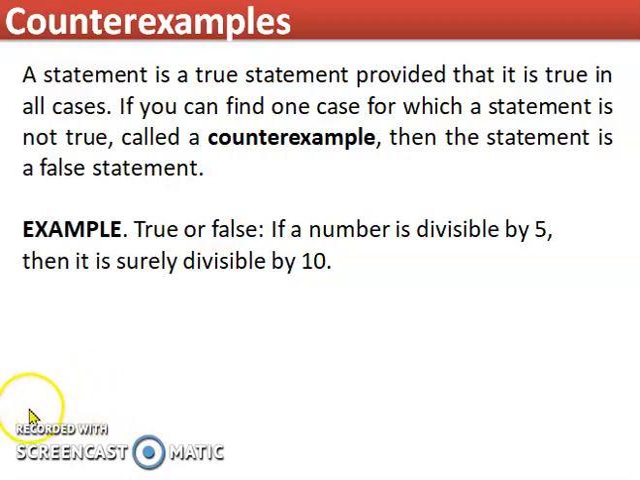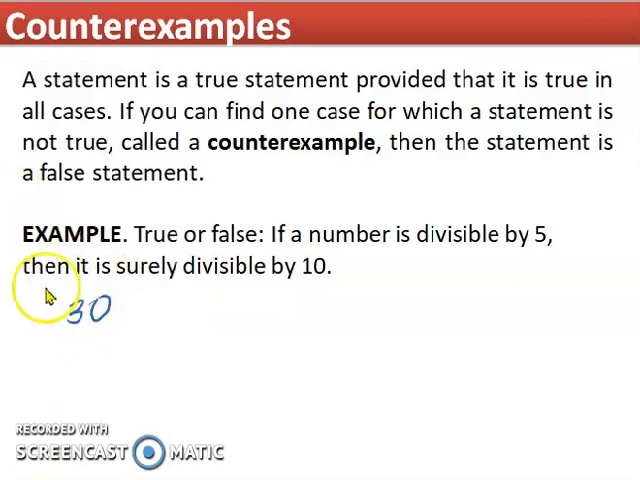A statement is a true statement provided that it is true in all cases. If you can find one case for which a statement is not true, called a counterexample, then the statement is a false statement. Okay, so for example, we identify if this statement is true or false. If a number is divisible by 5, then it is surely divisible by 10.